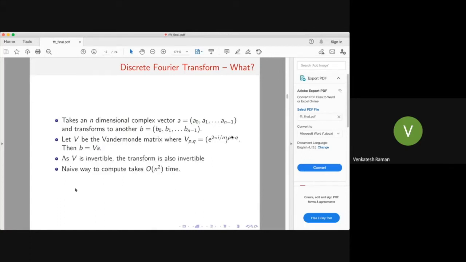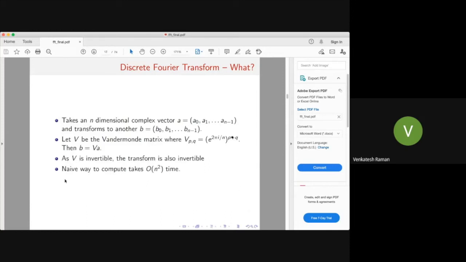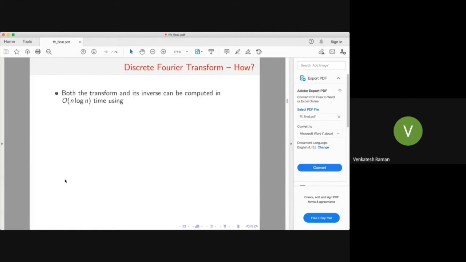Now, because we are algorithm theorists, we care about how much time it takes. The naive way to compute this transform is n square, because to compute one bi, you take one row and multiply by this vector. So there are n multiplications. That takes n time to compute one bi, and there are n bi's, so it takes n square. What makes it useful for algorithmic purposes is that you can actually compute this in n log n time.